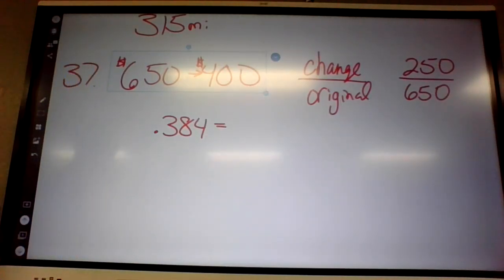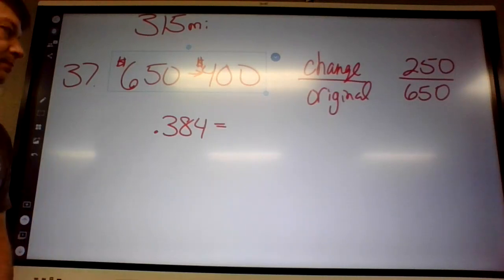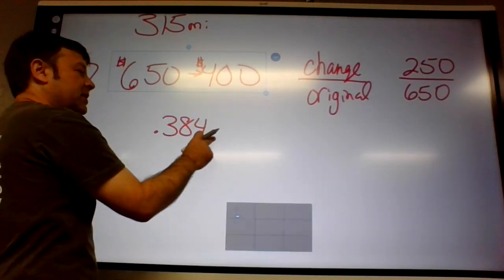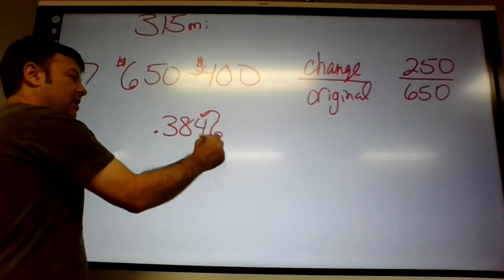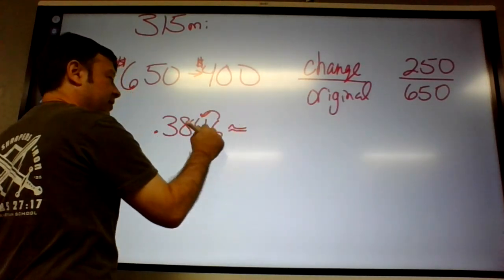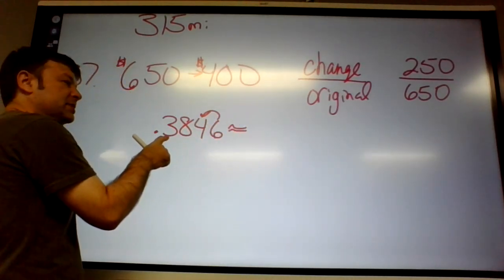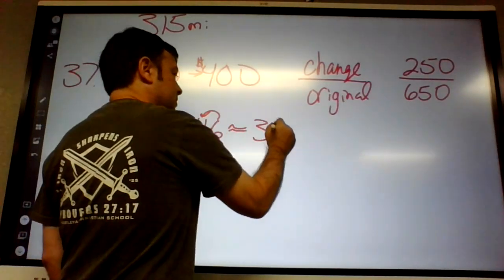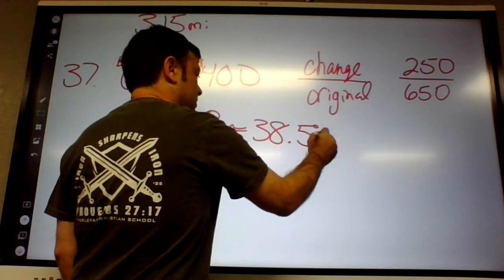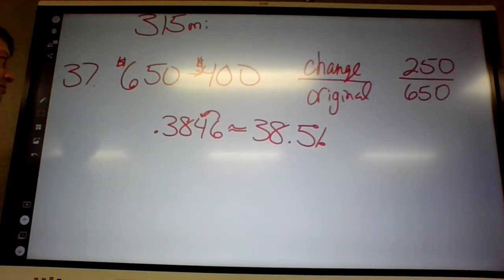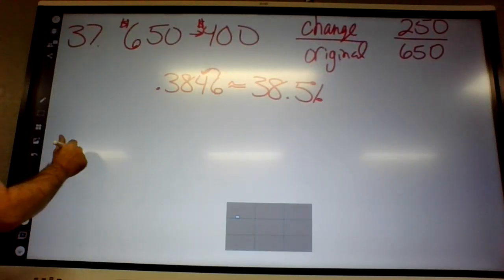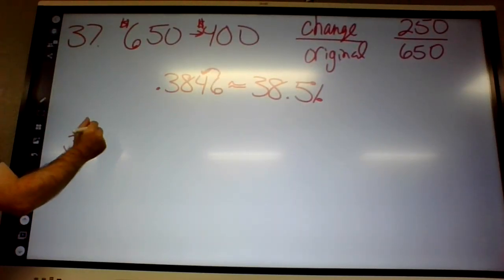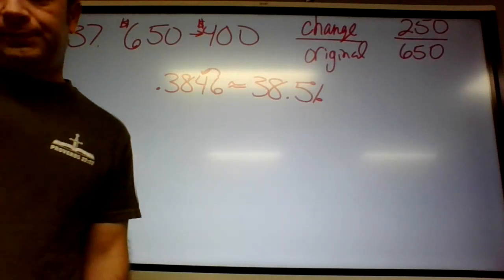You're supposed to do the change over the original. Actually, let's go one more decimal place because we need to round this one. So this would be 38.5. Yeah, always, if you're rounding a number off, you always need to make sure you look at the next digit. You can't just cut it off.